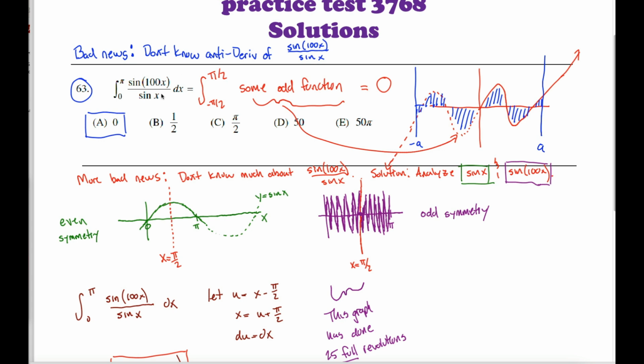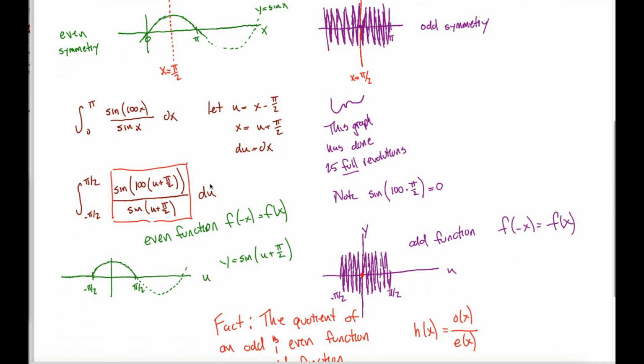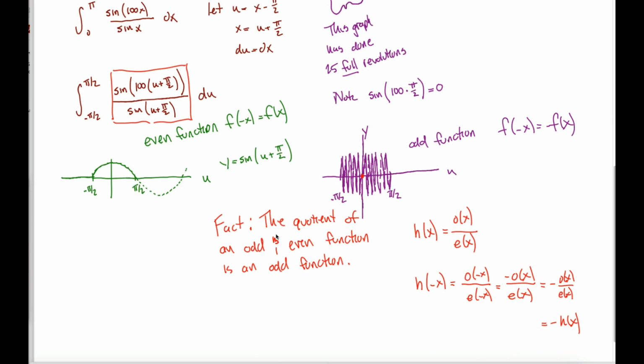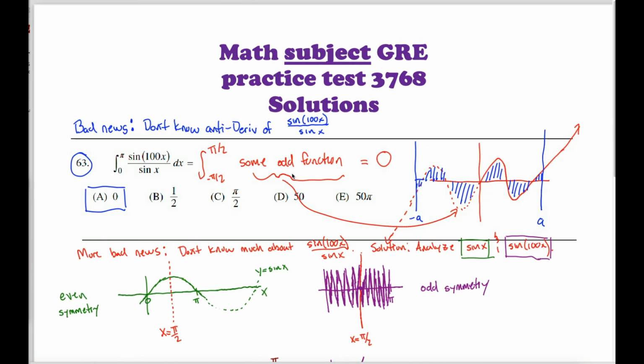The trick is to take this function, shift it pi over 2 units to the left so that our bounds of integration are symmetric about the y-axis, and realize that doing so would give us an integrand that's the quotient of an odd function and an even function. As long as you know that the quotient of odd and even functions is odd, you realize that the question is just asking you to integrate from negative pi over 2 to pi over 2 an odd function. You don't have to worry about what the odd function is. You automatically know that this definite integral is going to be equal to 0. Kind of cool.